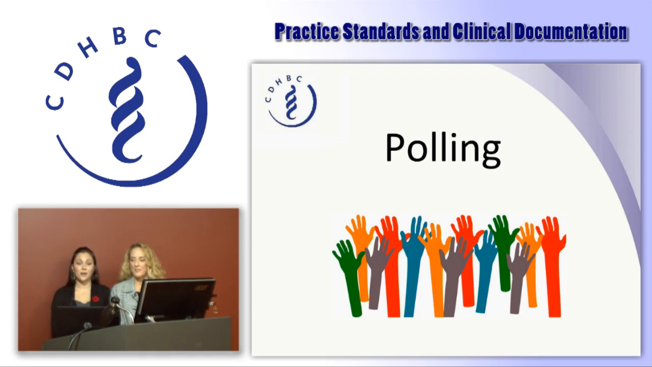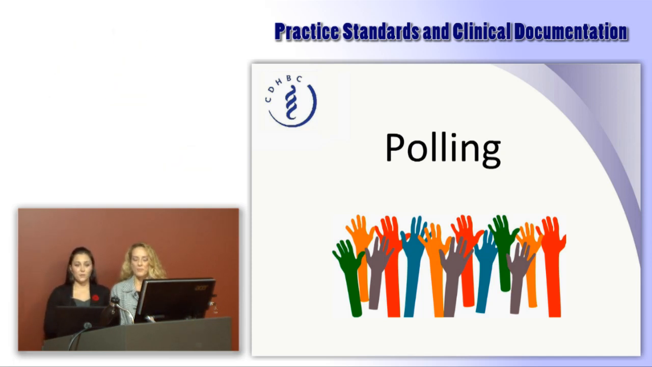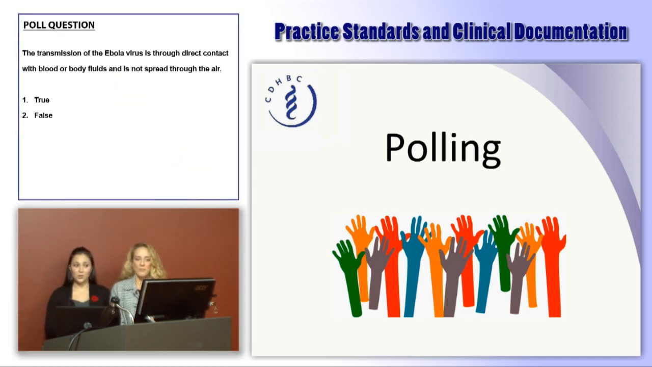All right, we're going to start off with a warm-up question here, just to make sure everyone is comfortable with logging in their vote. So the question reads, the transmission of the Ebola virus is through direct contact with blood or body fluids and is not spread through the air. Is this true or false? I'll open the polls now and you can log in your vote.